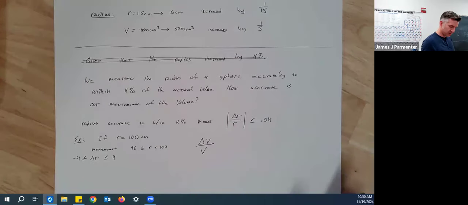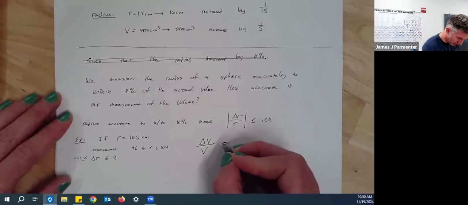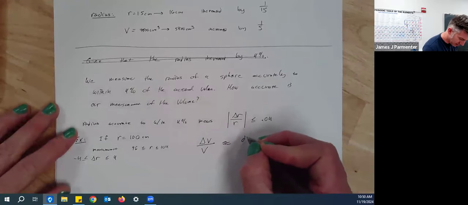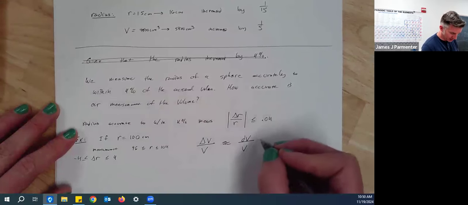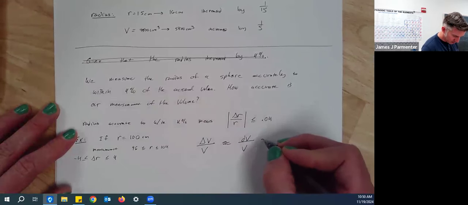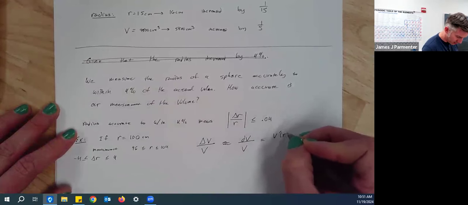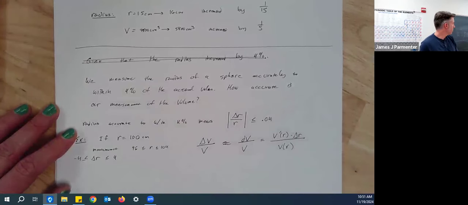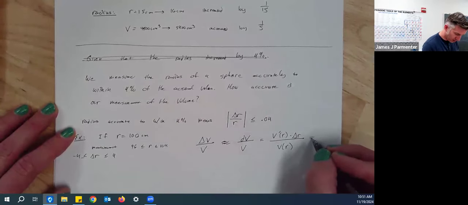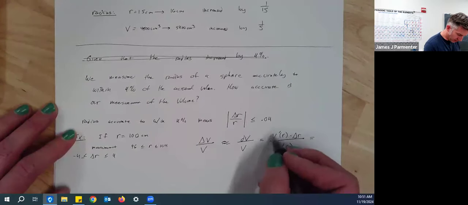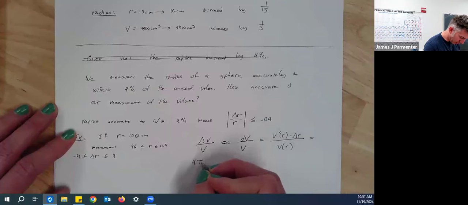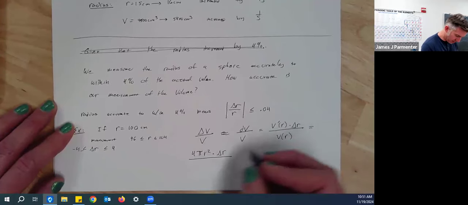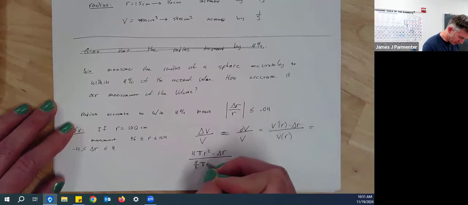Let's write out the formulas. For delta V, we talked about before how the change in volume we're going to approximate with this differential dV. And now we're going to say our dV is the derivative V prime of R times delta R, and our volume is just the volume with the given radius. So now we're going to actually write in the formulas. The derivative of the volume is 4 pi R squared times delta R. And the volume is 4/3 pi R cubed.